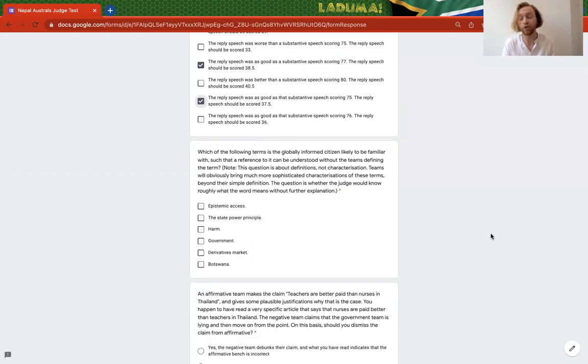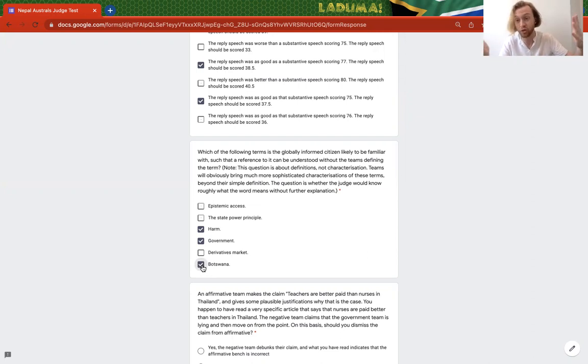The second question asks you what terms will the globally informed citizen be familiar with without needing an explanation of it? And obviously there'll be more sophisticated characterization here, but the question just asks, is this something that the person is familiar with such that I wouldn't need to define it for them? There are again 3 correct answers. Harm is a correct answer, government is a correct answer, and Botswana is a correct answer, because each of those terms, the globally informed citizen will be roughly familiar with. They know what a harm is, they know what a government is, they know what Botswana is. It's a country in Southern Africa.